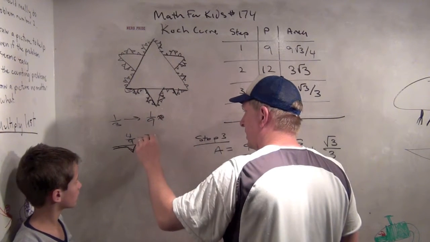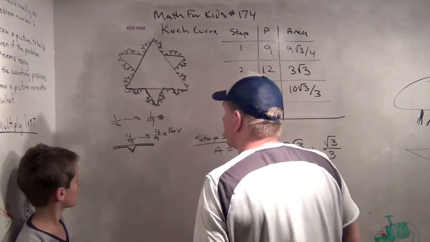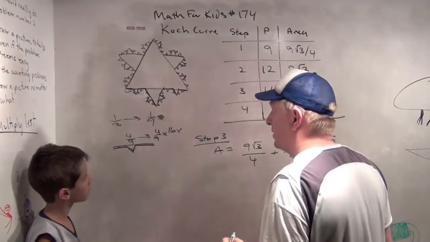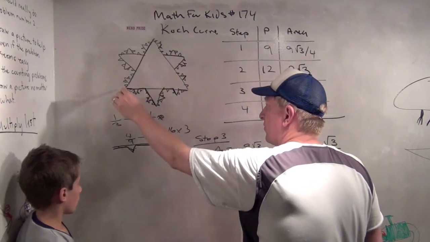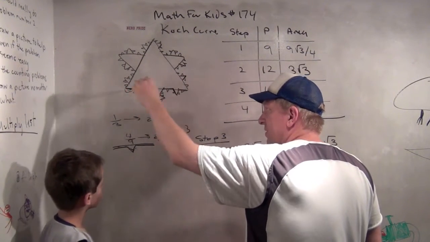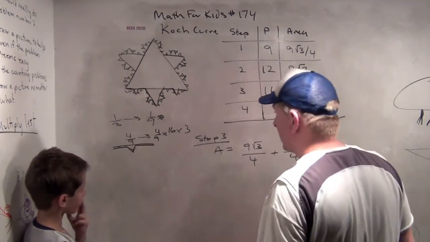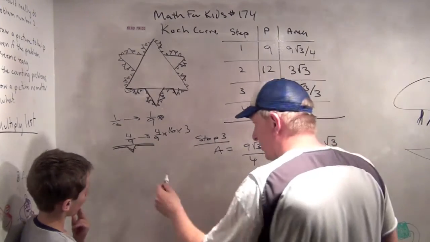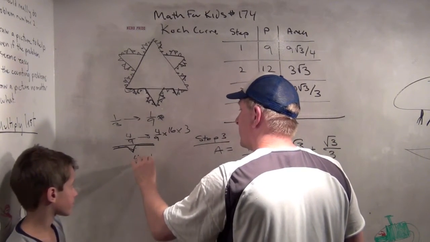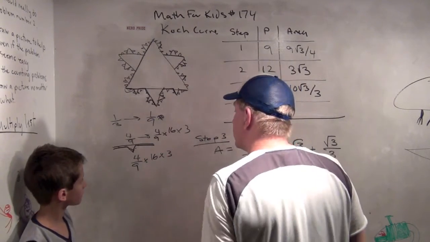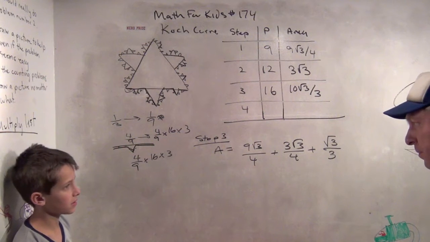Oops, wrong one. 4/9 times 16 times 3. Because it's 4/9 times 16 to get the length of this side, and then we have 3 sides that are just like that. That gives us the whole perimeter. Okay, so we have a pretty complicated multiplication we got to do here. 4/9 times 16 times 3. What does that equal? Well, 16 times 3 is pretty easy.